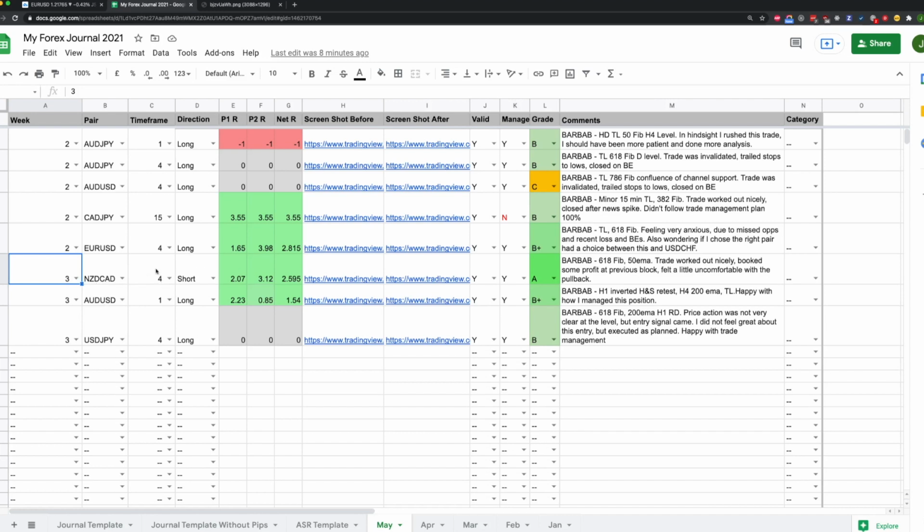So NZDCAD, it was taken on the 4-hour time frame. It was a short position. It was a typical break and retest, 618 fib confluence together with a 50 EMA on the 4-hour time frame. Trade worked out nicely. Booked some profits as the previous order block, and I felt a little bit uncomfortable as the trade started to pull back, right? So this was the trade here at the time that I entered.